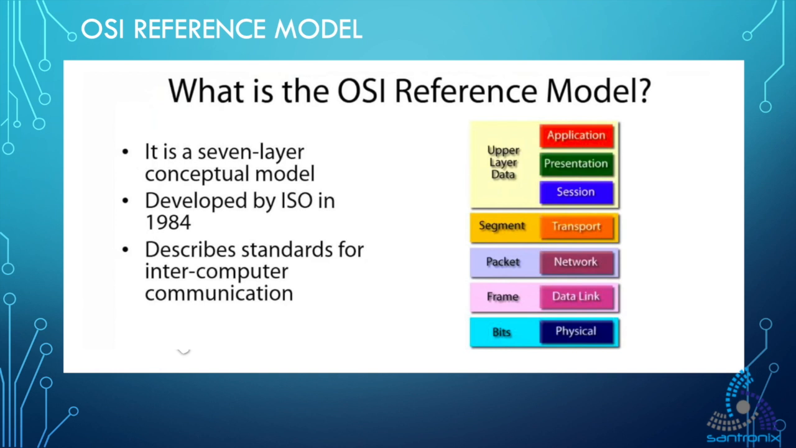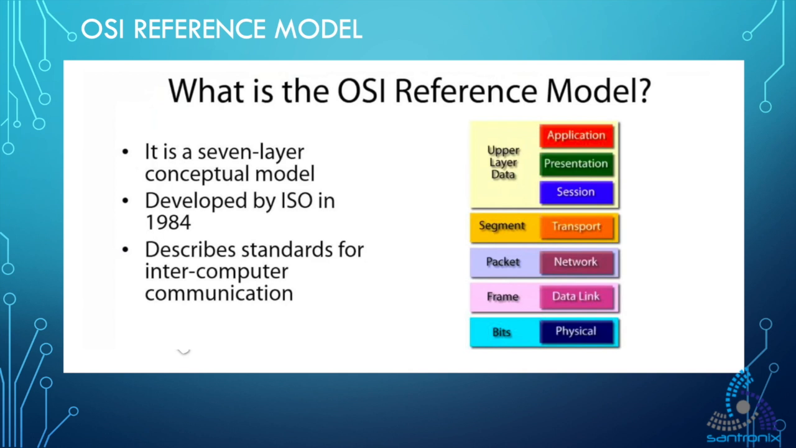Before we go to the different communication protocols and channels, let's first understand what the OSI reference model stands for. Okay. So the OSI reference model was basically developed by the International Standards Organization in 1984, and it is basically a seven-layer conceptual model. It describes basically the intercomputer communication.